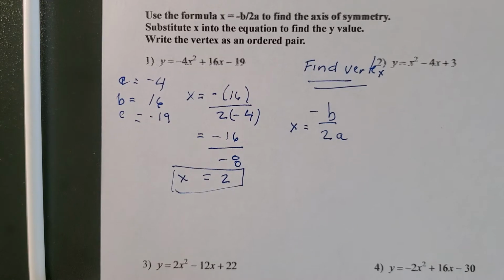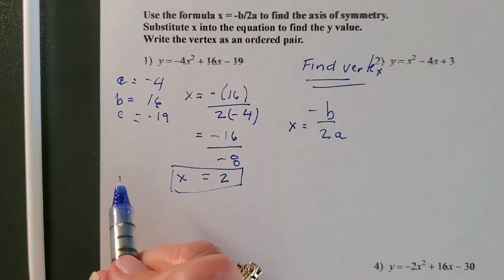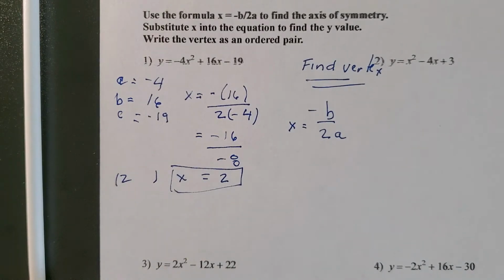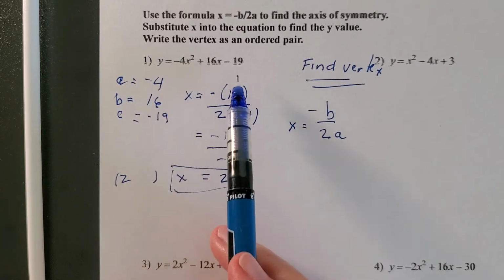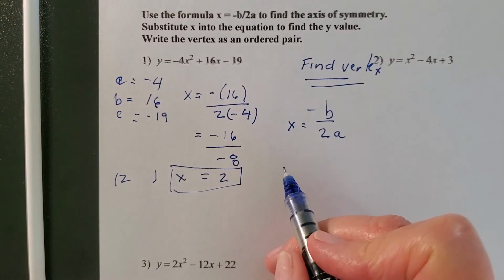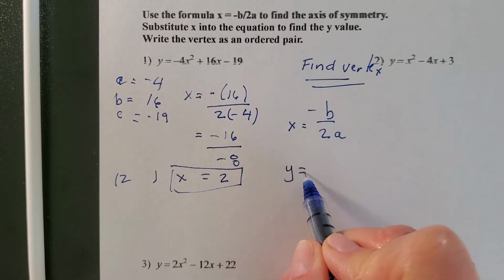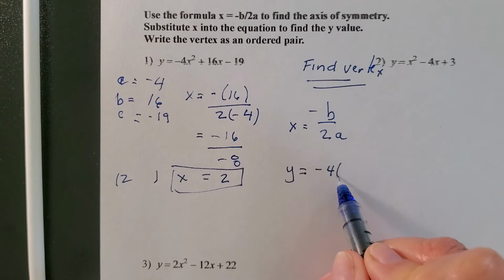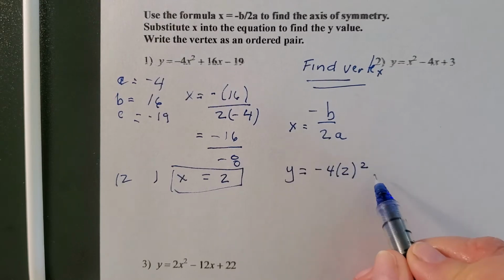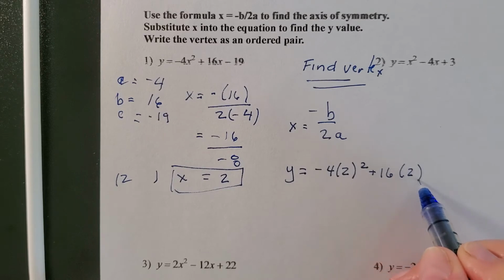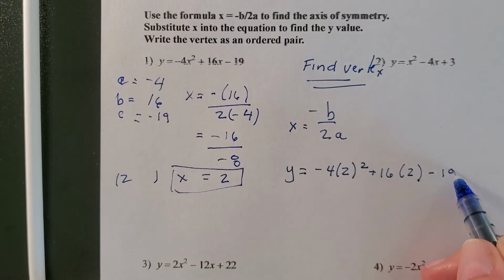But in order to find the vertex, so this is the first part of our vertex, x is 2. To find the rest of it, the y value, we have to go back to our original equation and substitute. So we're going back to y equals, and wherever there's an x, we're going to put a 2. -4 times 2 squared plus 16 times 2 minus 19.